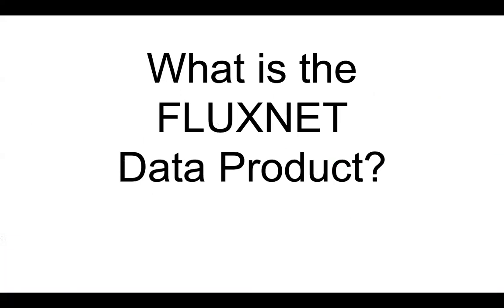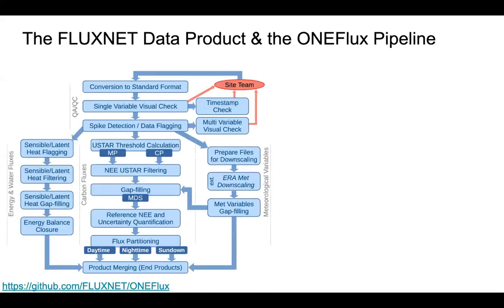So what is this FLUXNet data product? Some of you might be familiar with that as well, but I just wanted to cover a little bit of what is included and what are the important pieces of this product. So basically, the FLUXNET product is what is being generated by running the ONEFlux pipeline. This pipeline is represented in this workflow here. It is an open source software.